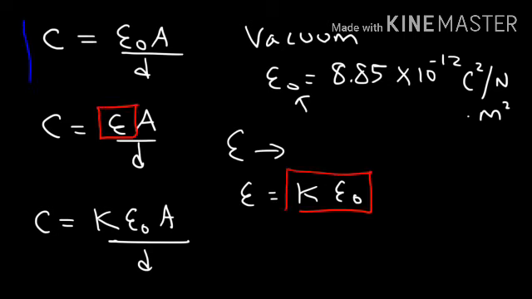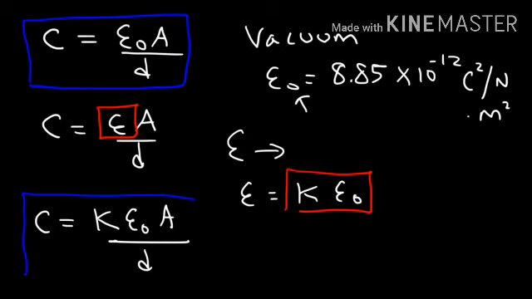So this equation is the capacitance of a capacitor if there's nothing in between the two metal plates. If you have a dielectric, then the capacitance can be calculated using that equation. Now let's talk about how to derive the formula for a capacitor.